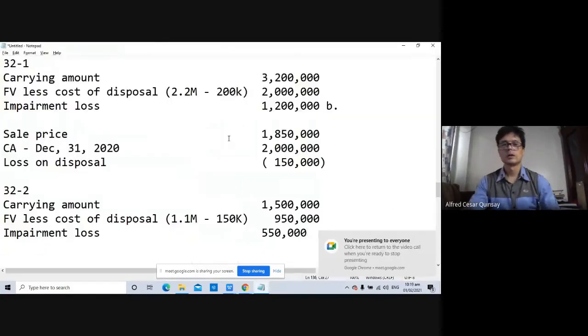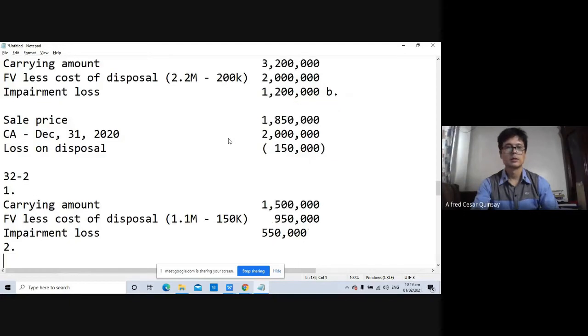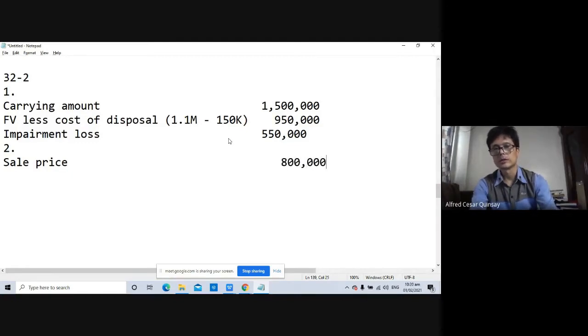Okay. So let's move forward to the next one. This is number 1, no? Number 1. And this is number 2. So number 2, same lang rin yung format nung nasa taas. So kunin natin yung sale price. Magkano po yung sale price niya? Ang sabi dyan, naibenta po ng 800,000, no? Okay, 800,000. Lagay mo lang dyan, 800,000.